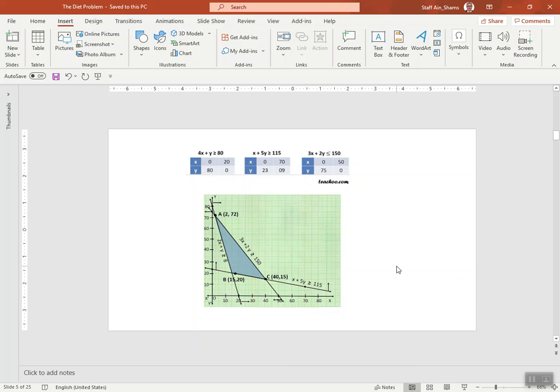I hope this clarifies the way to use the Excel solver to solve a small problem of the diet. Enjoy, and I'm waiting for your response.